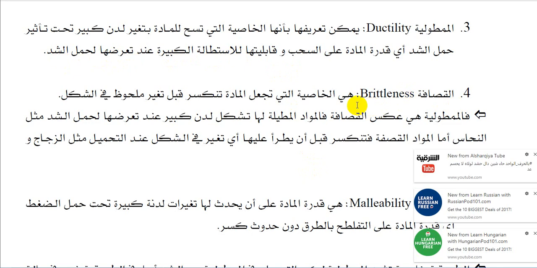Embrittlement or brittleness is a particularity that makes the material fracture before any noticeable change in shape. So ductility is pretty much the opposite of brittleness. Ductile materials have a substantial plastic deformation when tensile loaded.